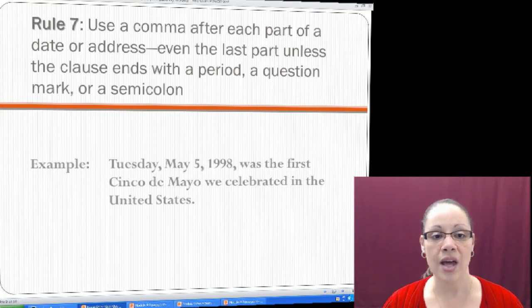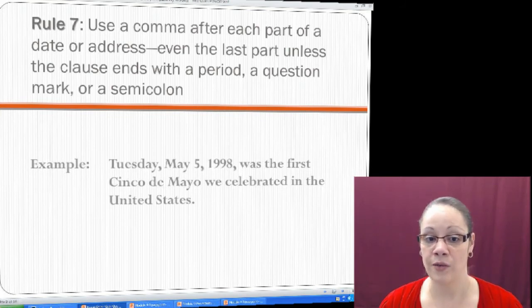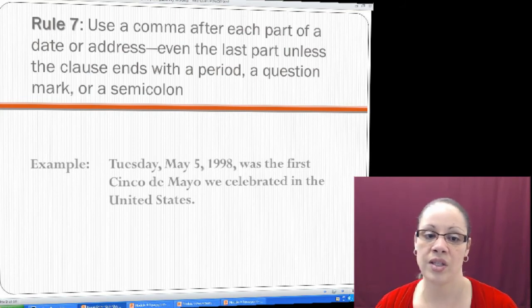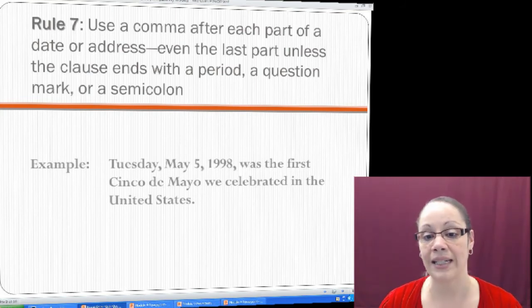So I have to use a comma after each part of my date. After the actual day of the week, Tuesday, I need a comma to introduce the month, May 5th. After the date, which is the 5th, I need a comma after that. And after the year, to introduce the rest of the sentence, I also need a comma after 1998.